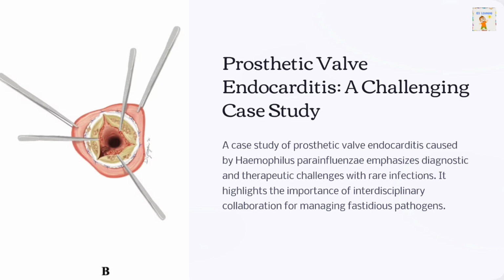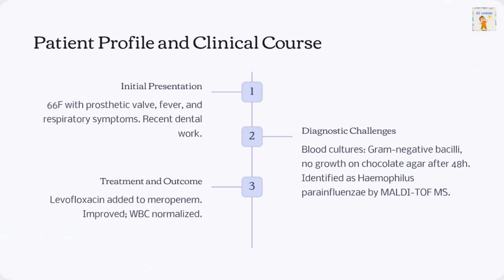I will shortly discuss a case of prosthetic valve endocarditis, and this was a challenging case for us as well. This was a 66-year-old lady with prosthetic valve implantation in the past and a background of rheumatic heart disease. She came with fever, respiratory symptoms, and a history of recent dental work. The blood culture grew gram-negative bacilli, but we could not detect anything on the chocolate agar even after 48 hours. So we were in a dilemma, but we did subsequent MALDI-TOF MS testing and identified Haemophilus parainfluenzae in this patient.